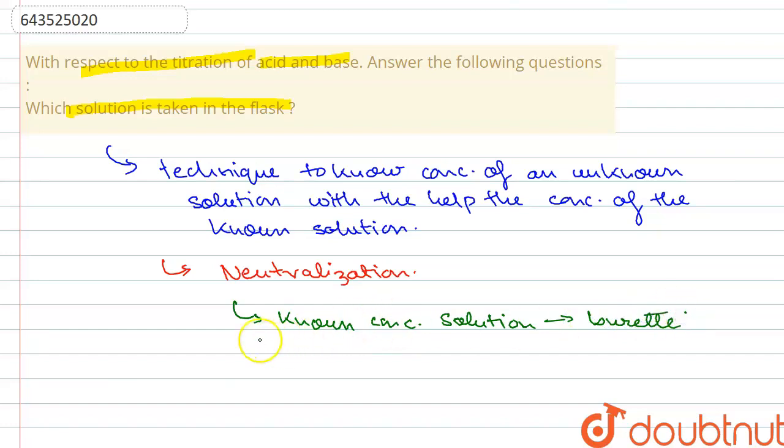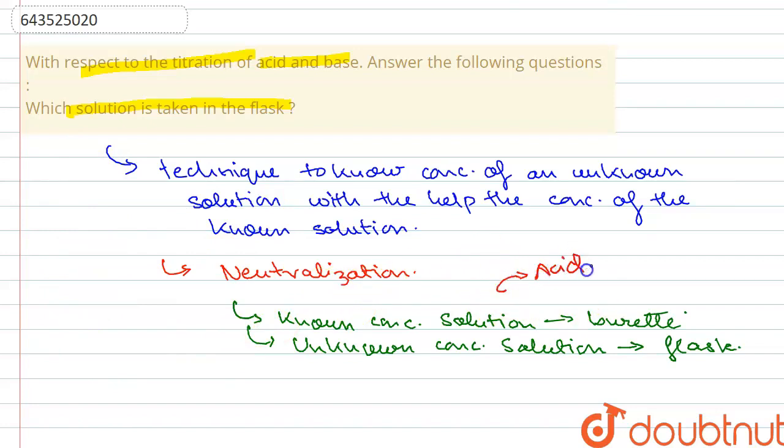And the unknown concentration solution, the solution for which we need to find out the concentration, is taken in the flask. Now in the flask we add some indicator like phenolphthalein, for example, and then we start the titration by letting the solution in the burette drop into the flask drop by drop. Usually the solution that is taken in the burette is acid, and the solution that is taken in the flask is base.